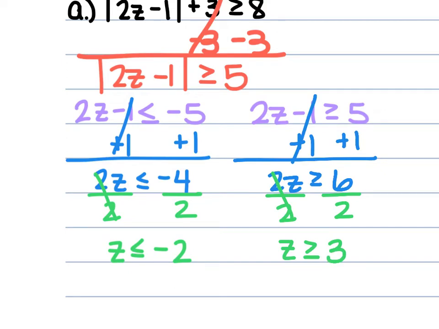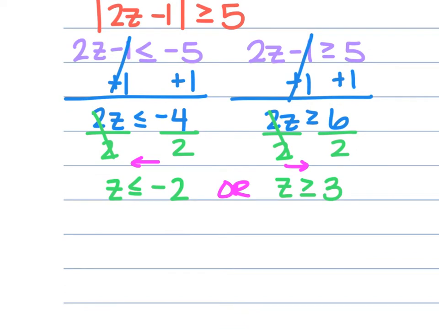Now look at your inequalities. These inequalities, the one that includes the lesser of the two numbers is on the left, so we're good. Look at the way those signs face. They're facing outward, which means this is an "or" statement. So this is going to be z is less than or equal to negative 2, or z is greater than or equal to 3.